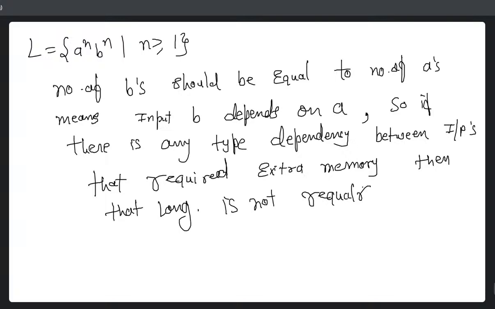L equals a raised to n, b raised to n, n greater than or equal to 1. This is not regular. Got it? Now in the same manner, if we take one more language, L equals a raised to n, b raised to m, n greater than or equal to 0, m greater than or equal to 0.